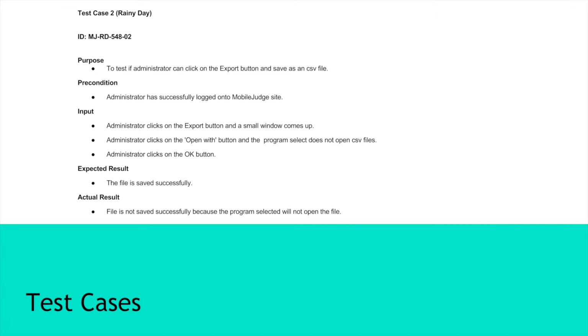Now, for the rainy day, the test is to see if the administrator can click on the export button and save as a CSV file. The precondition: the administrator has to be successfully logged into the system. The administrator then clicks on the export button and a small window comes up. The administrator then clicks on the Open With button and the program selected does not open a CSV file. The administrator clicks on the OK button. The expected result, the file saved successfully, but the actual result is that the file is not saved successfully because the program selected will not open the file.